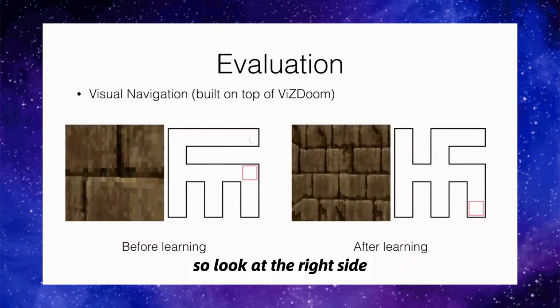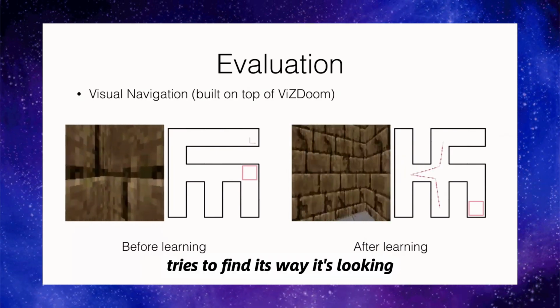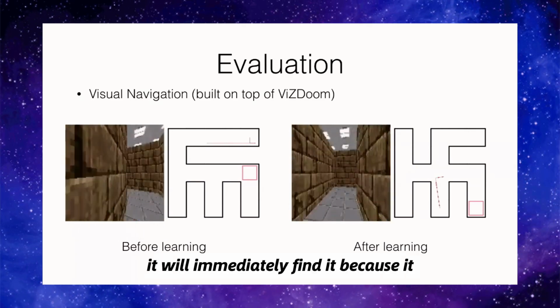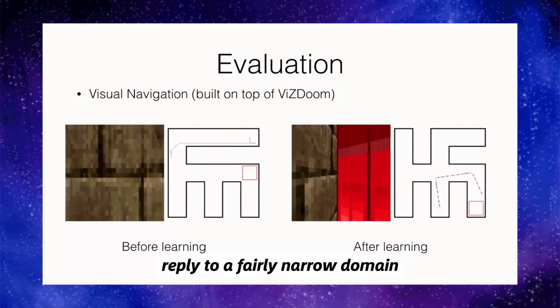And I'll show you the video. So look at the right side. See, it will walk around, and it tries to find its way. It's looking, it's searching, and now it found it. And the next time around, it will immediately find it because it remembers where it is. So this is a form of meta-learning applied to a fairly narrow domain.